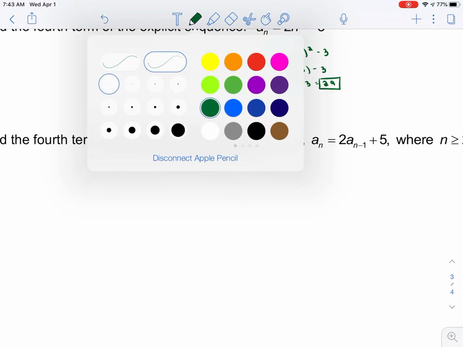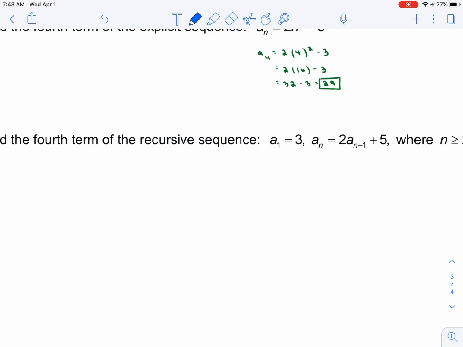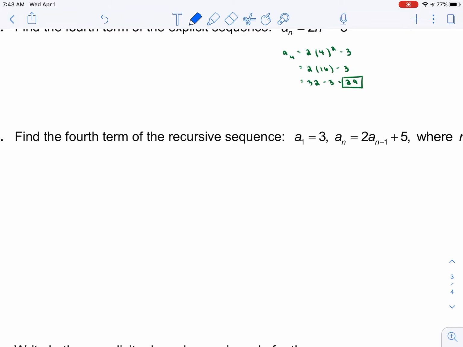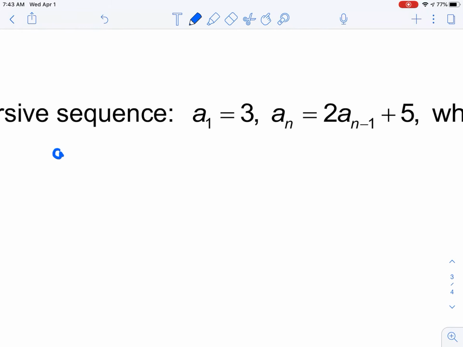But here's the issue. If you're using a recursive sequence and you want to find the fourth term, well, I need to know the third term to find the fourth term. In order to find the third term, I need to know the second term. So you actually have to find all these different terms of the sequence. Now, for the fourth term, first of all, let's start. The first term is 3.